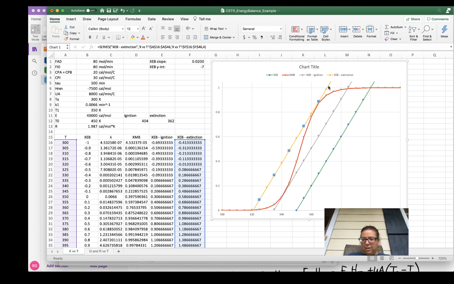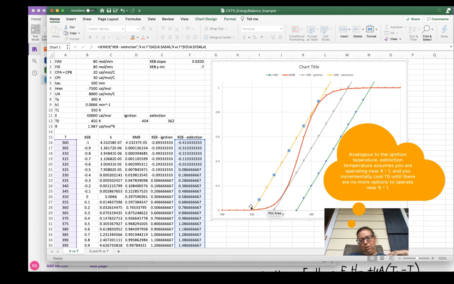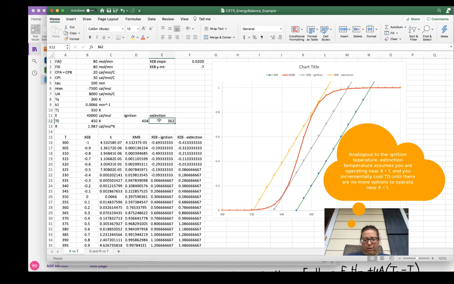Extinction temperature, that's this curve, and it's basically the same thing, except now I'm operating at a high conversion. What temperature would I have to cool the feed down to in order to go back down to the low part of the steady state, so something down here. So again, just kind of started playing with that. So let's start with like 400. We know where that is, and now we know we have to back that down. So maybe something like 350. Now I've overshot that, so 375.